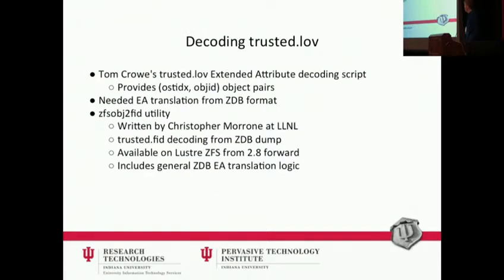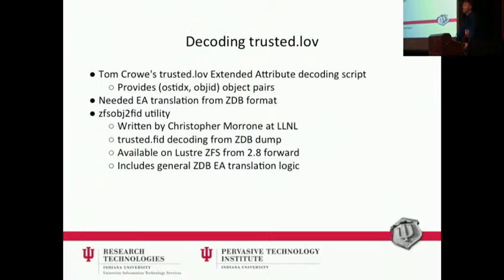So my colleague Tom Crow had done some great work with extended attribute decoding. He had put together an extended attribute decoding script that, when given a trusted.lov, provides the OST index and object IDs. Now this wasn't from a ZFS perspective at the time. This was earlier. But at this point, we didn't have the ability to go from the ZDB format to what Tom's script did.